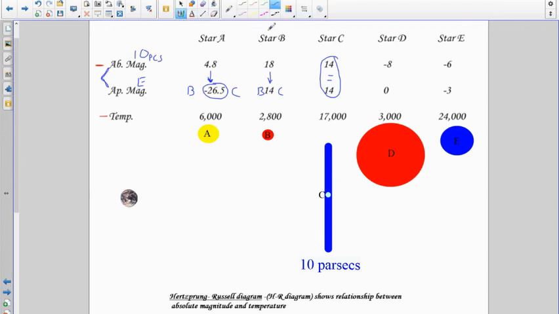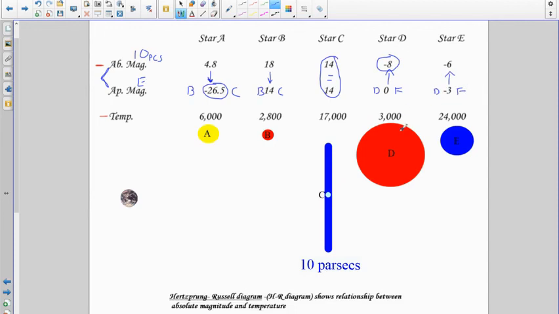And then I'm going to come back over here. I'm going to look at star D. Recall that negative numbers. Again, that -8 is really a small number. It is smaller than 0, so it is actually brighter than it appears. I could say it the other way: it appears dimmer than it actually is. Why does it appear dimmer? Because it is farther away than 10 parsecs. Coming over here, I have a -6 and a -3. The -6 is the smaller number. Therefore, it appears dimmer than it actually is. It appears dimmer because it is farther away.